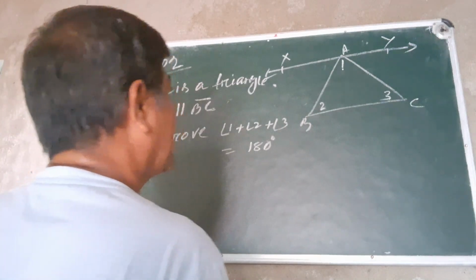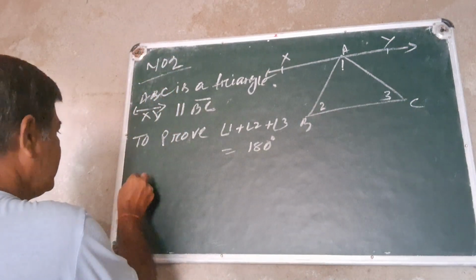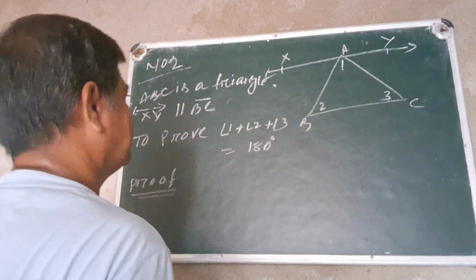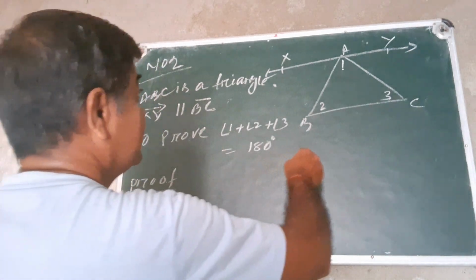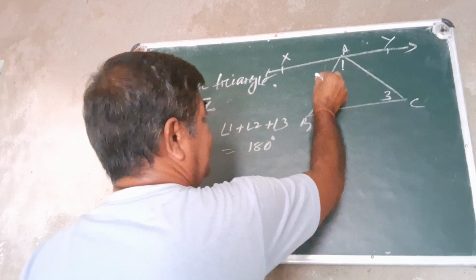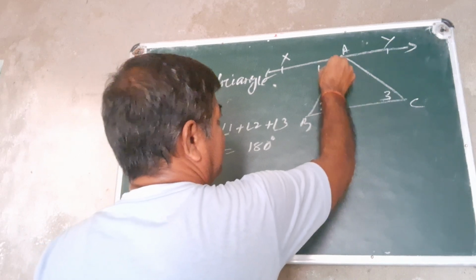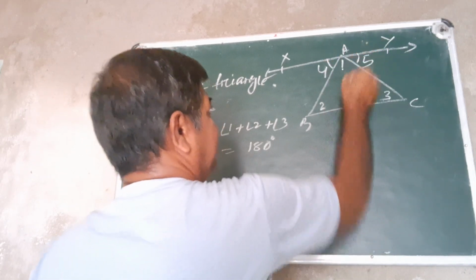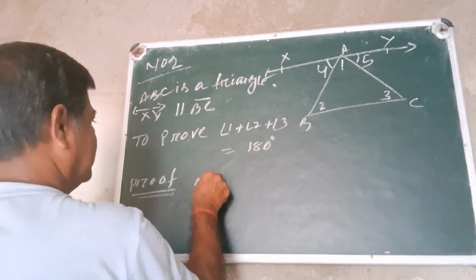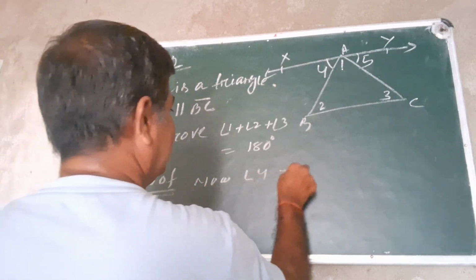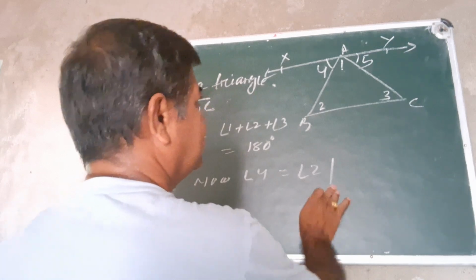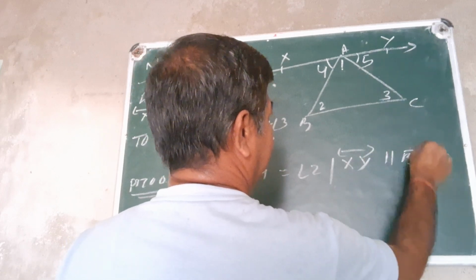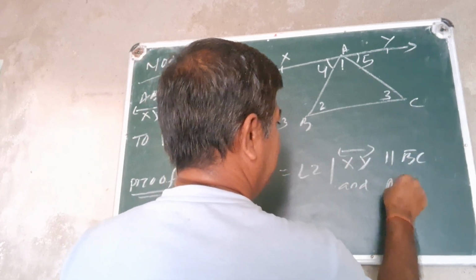How can we prove it? Angles 1, 2, 3, and two more angles, 4 and 5. This one is 4, this one is 5. Now, angle 4 equal to angle 2. Why? XY is parallel to BC and the line is a transversal.